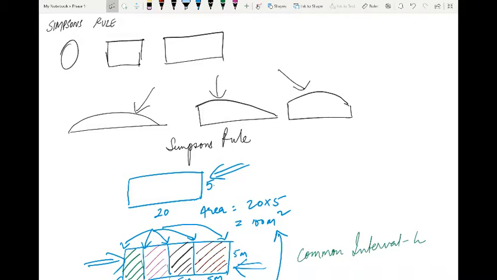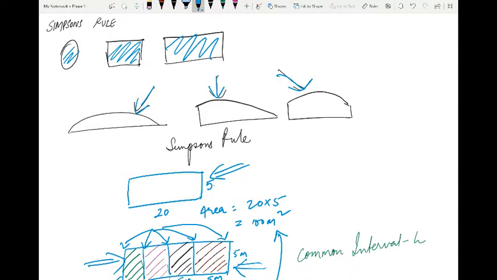we use Simpson's rule to find out areas, volumes, moments of shapes which have a curve in one side. For shapes which are conventional, like your circle, square or rectangle, we can easily find out the area using the formulas. But in shapes whose one side is a curve, we can find out using Simpson's rule.